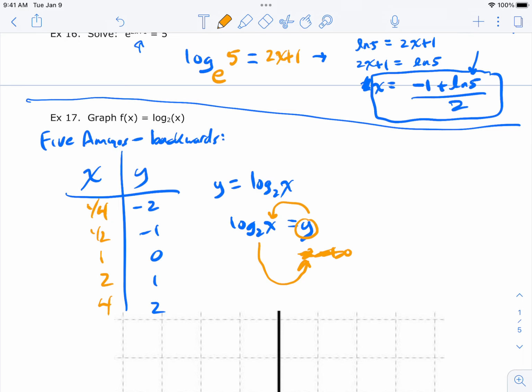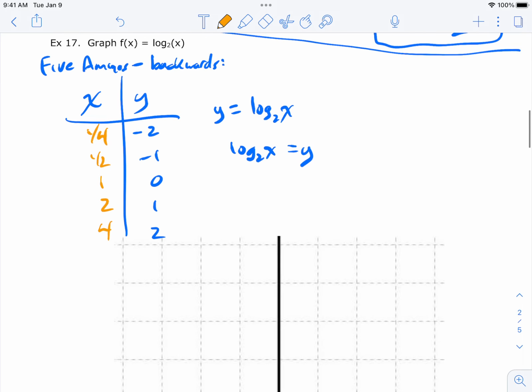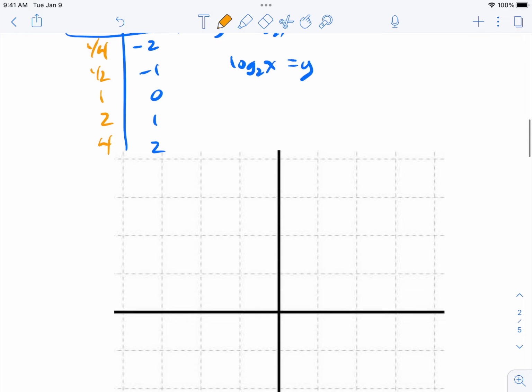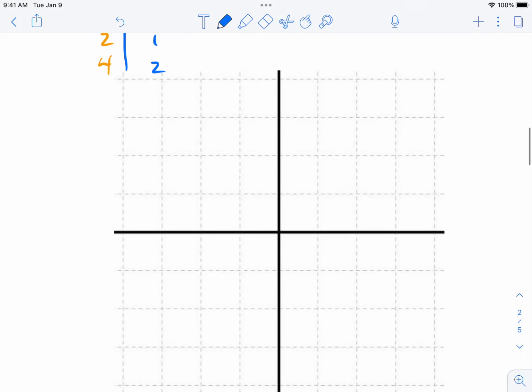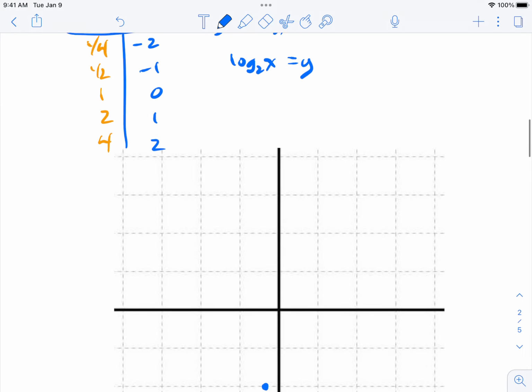When we were graphing exponential functions, we had the points x is -2, y is a fourth. X is -1, y is a half. X is 0, y is 1. But notice now we're getting these same coordinates, but flipped backwards. So when x is -1/4, y is -2. So that's actually somewhere down here.